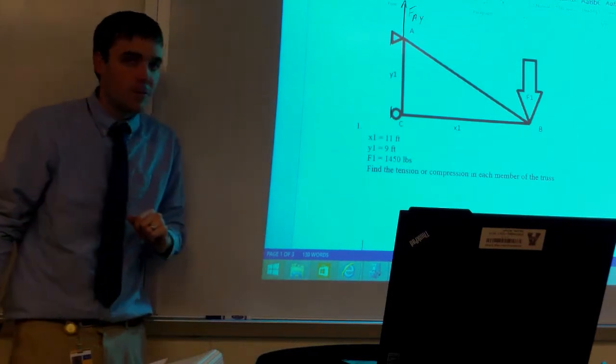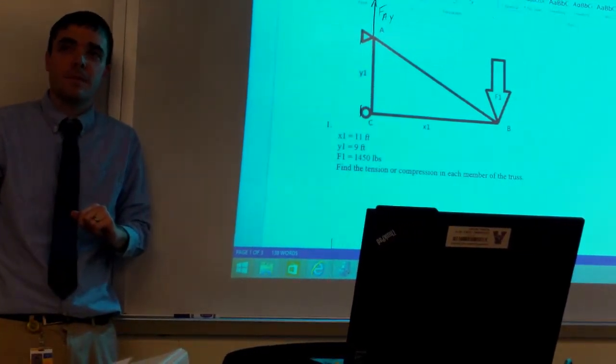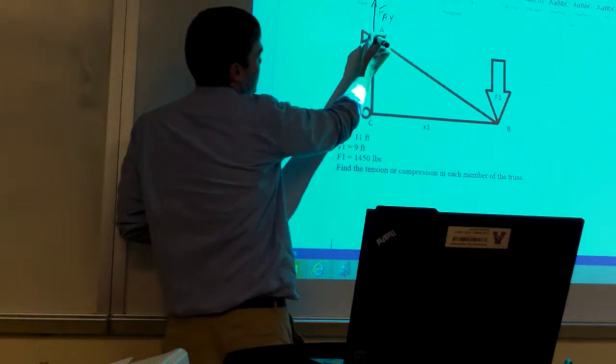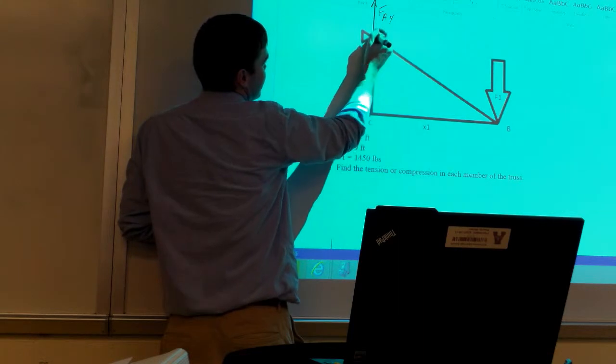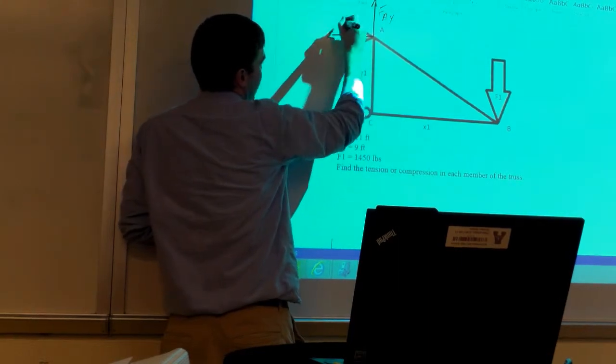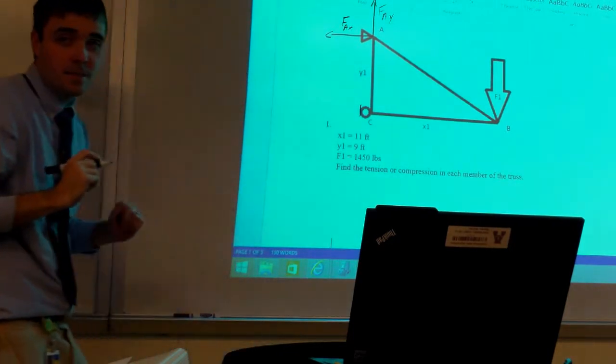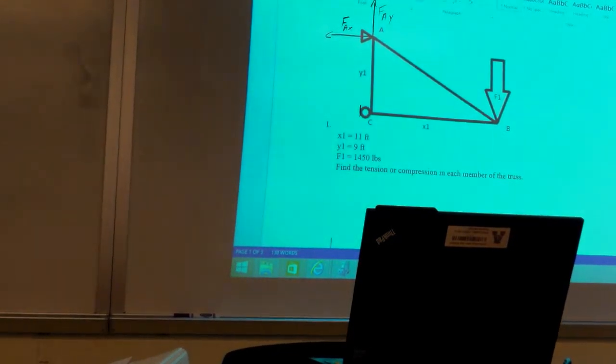What about the horizontal force, right or left? I'm going with right. We'll call it F-A-X. If you guess wrong, you'll just get a negative value, and you know you have to switch the direction of the arrow on it.